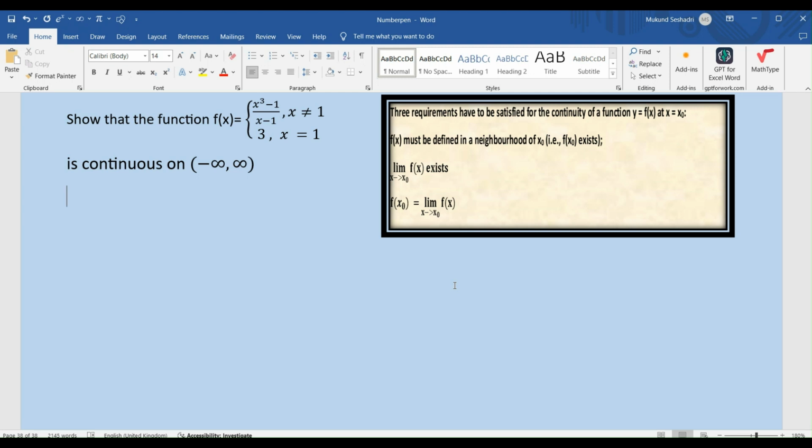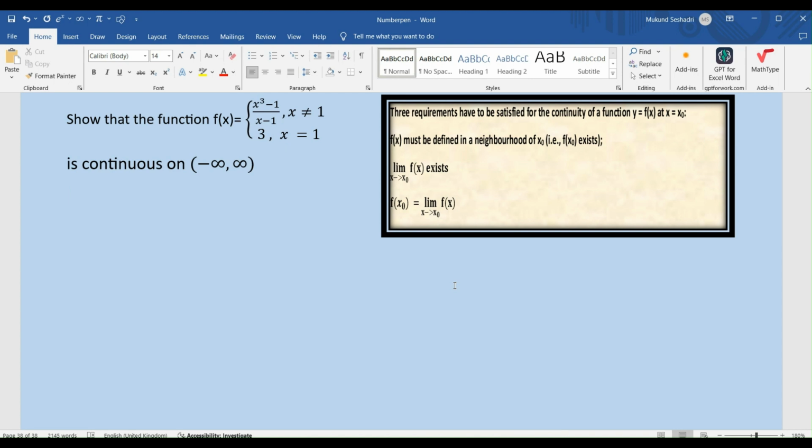So we have the problem on our screen. Show that the function f of x equals (x cubed minus 1) divided by (x minus 1) for x not equal to 1, and f of x equals 3 for x equal to 1, is continuous on minus infinity to plus infinity, right?